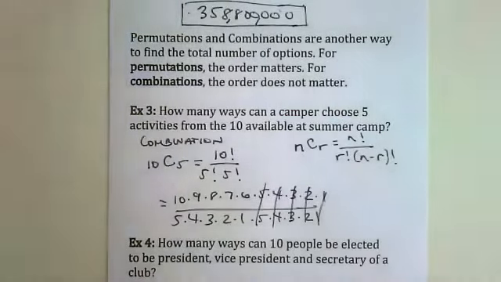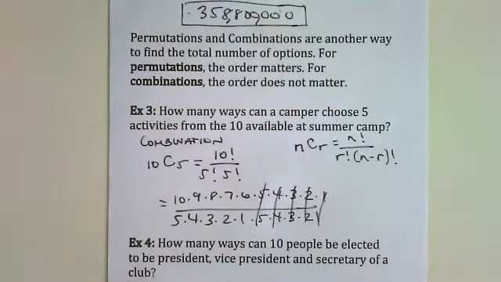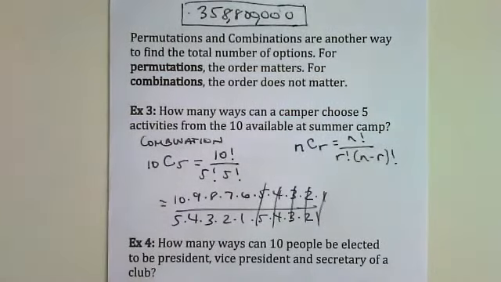So what I'm actually doing is just 10 times 9 times 8 times 7 times 6 divided by 5 times 4 times 3 times 2 times 1. When you type that into your calculator, if you're doing it all at the same time, which you shouldn't be, you should do the top, then do the bottom, then divide them. But make sure you're putting parentheses around it if you are doing all of it at the same time.